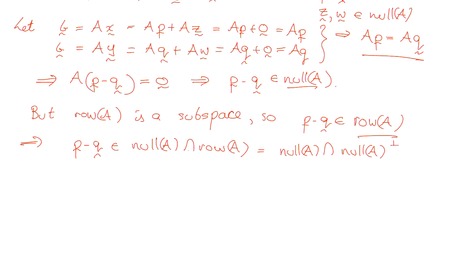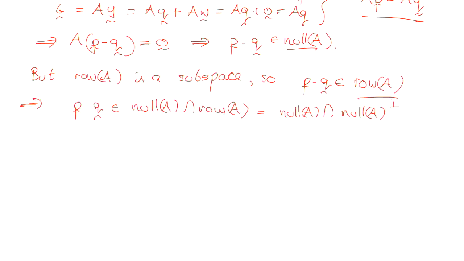And what does the intersection of W and W perp contain? 0, right? That's all it contains. So we showed that yesterday. So that means P minus Q is in fact 0, which means P equals Q.